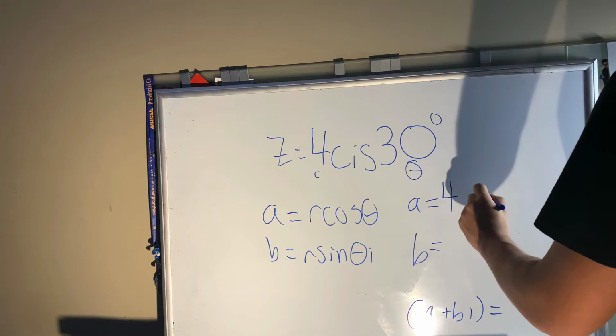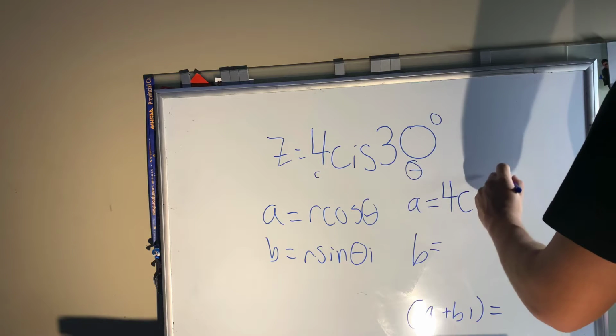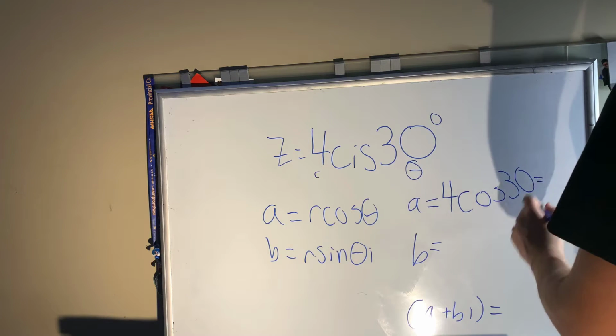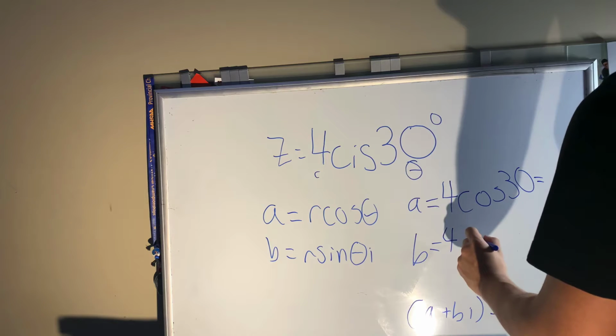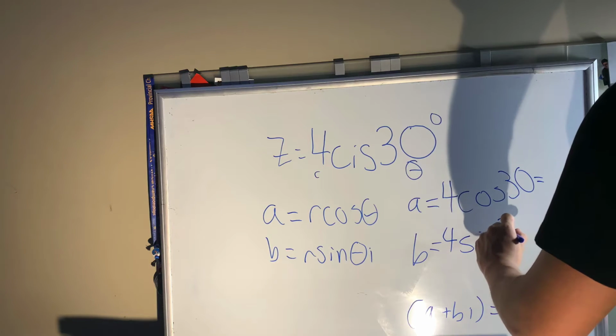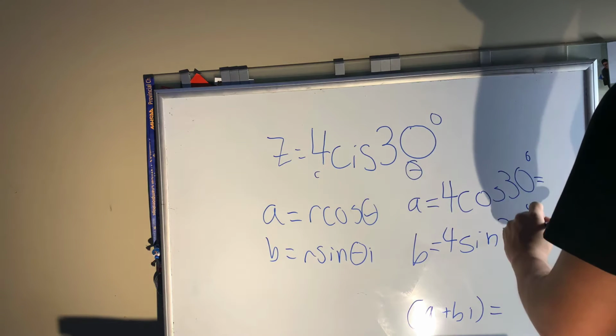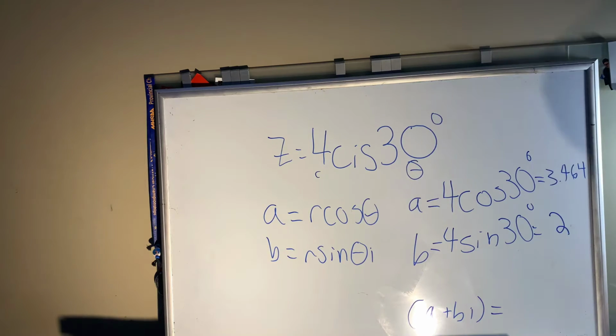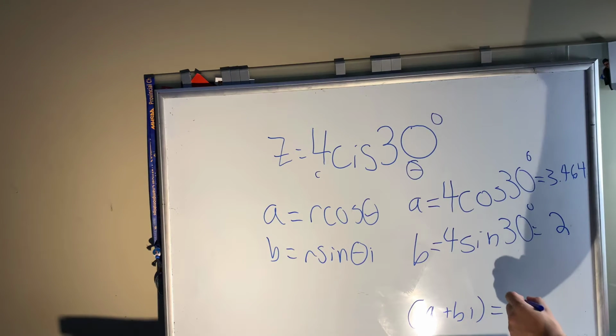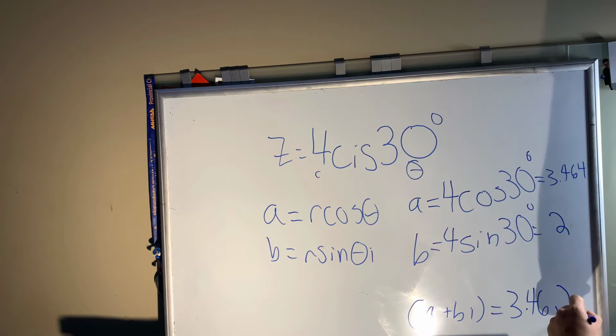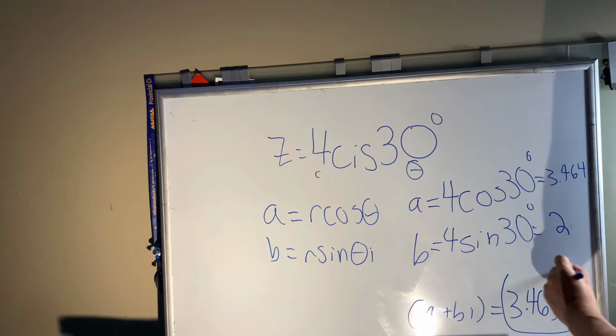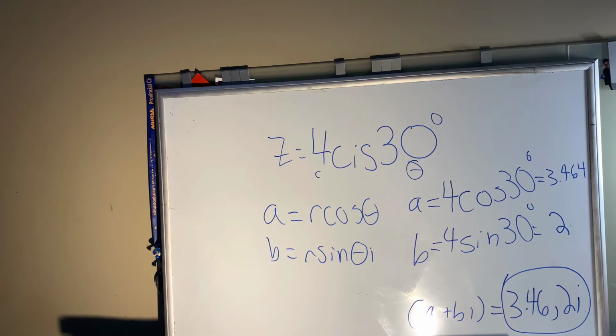4 cos 30 equals, and 4 sin 30. I did the math and our answer comes to 3.46 plus 2i. This is how we put complex numbers into rectangular form.